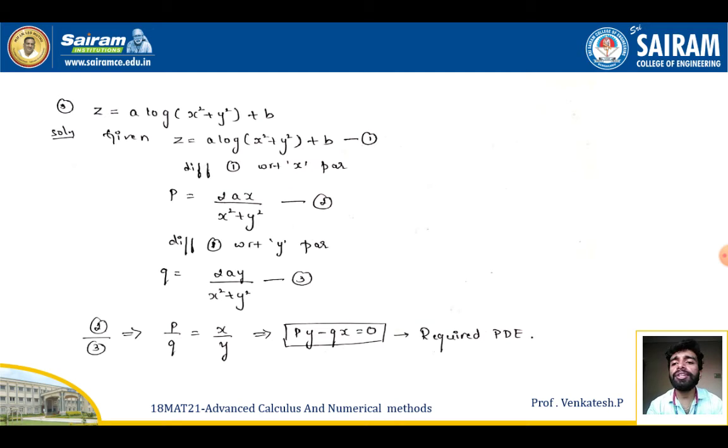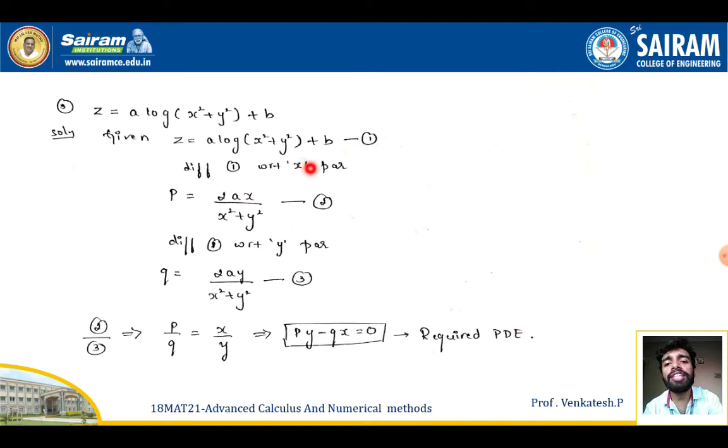One more, z is equal to a into log of x square plus y square plus b. From this we have to eliminate the arbitrary constants and frame the PDE. So first take the given equation as z is equal to a into log of x square plus y square plus b, call it equation number 1.